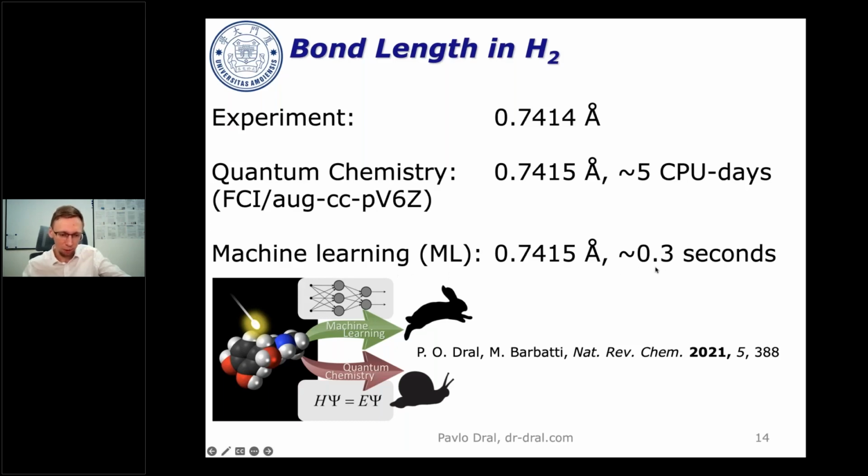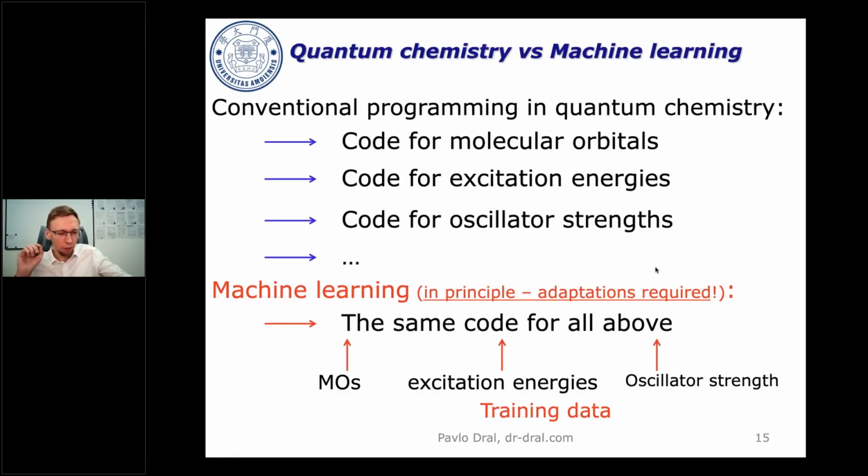So it's extremely fast. The reason for this is the difference between how we did quantum chemistry before. We needed to write equations and write the code for every property we wanted to calculate. Well, with machine learning, in principle, and I say in principle because usually there are other problems to solve, if you have training data, you can use the same code and just learn these different properties, right? So this is the power of machine learning.